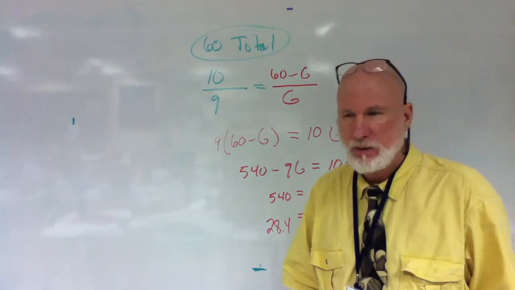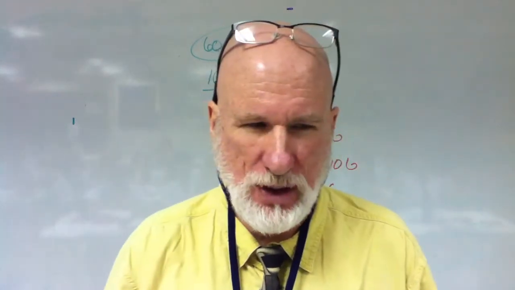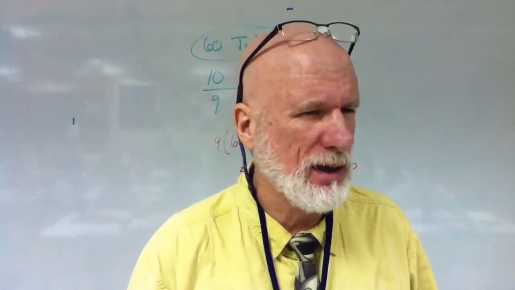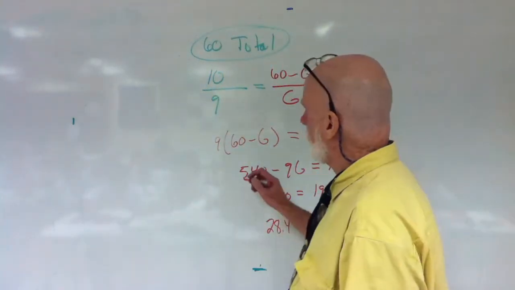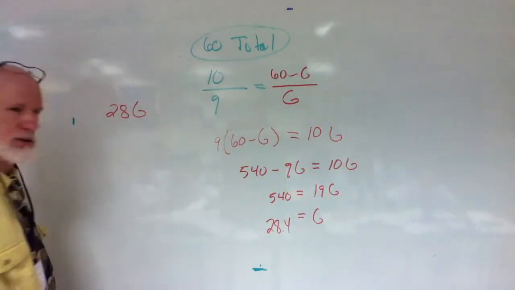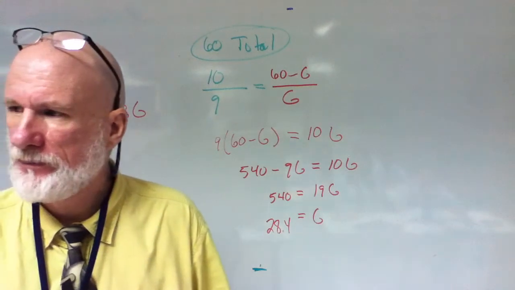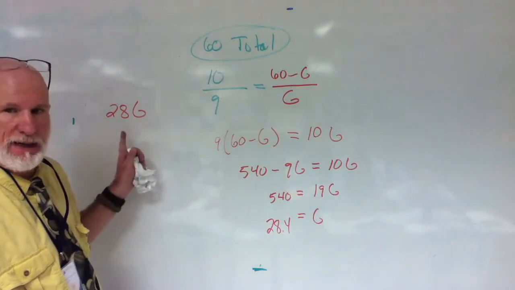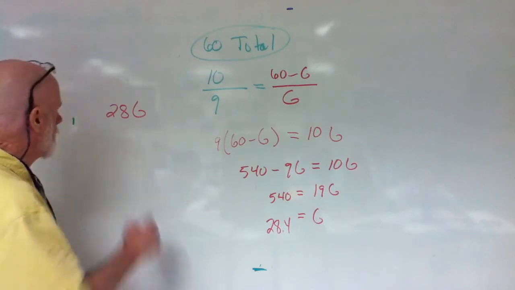Well, can we have 0.4 of a girl? A little weird, huh? All right, but let's say we have 0.4 of a girl. No, let's not say. That's going to be a little error, isn't it? Okay, so there are going to be 28 girls. How many boys? 32. Well, 60 minus 28 is 32.